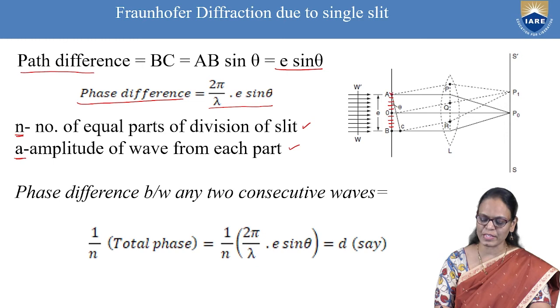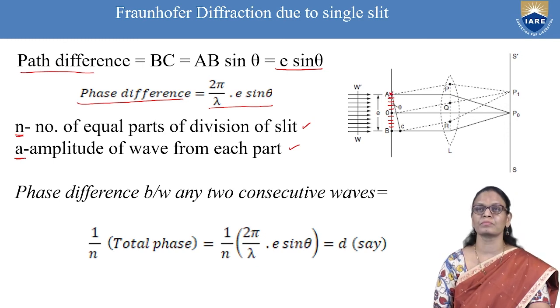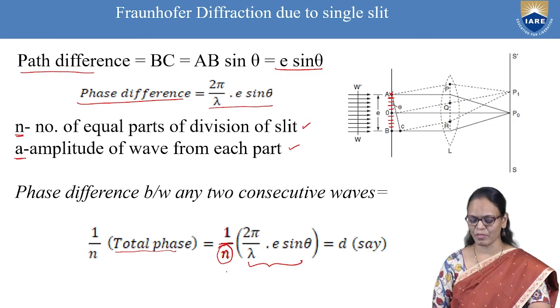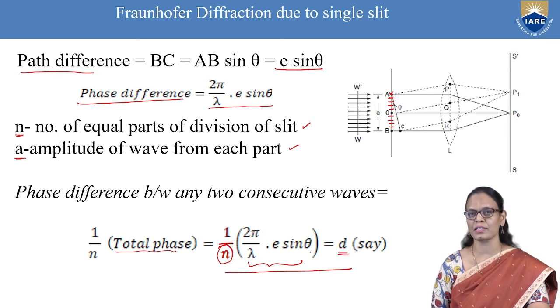Now, if I have to find the phase difference between one part and the next, the consecutive ones, what we are going to do is take 1 by n into the total phase. The total phase we have already calculated, 2 pi by lambda into e sine theta. Since we have divided it into n parts, between two consecutive points we get 1 by n into 2 pi by lambda into e sine theta. For convenience, let d be equal to 1 by n, 2 pi by lambda into e sine theta.